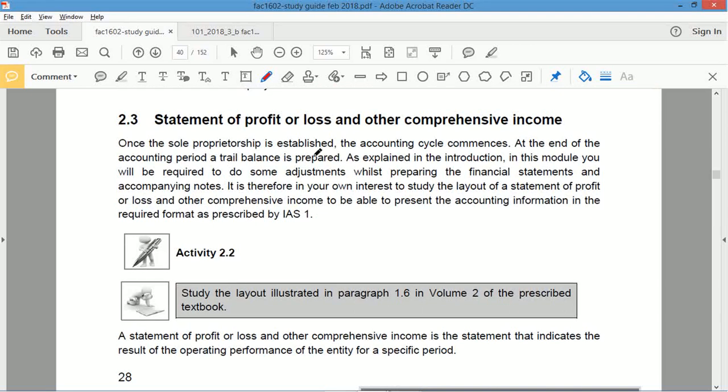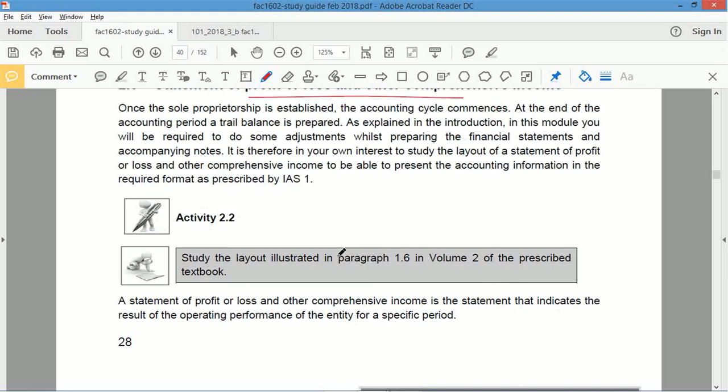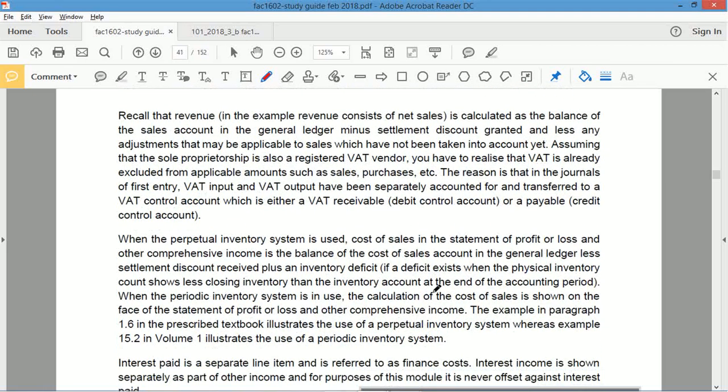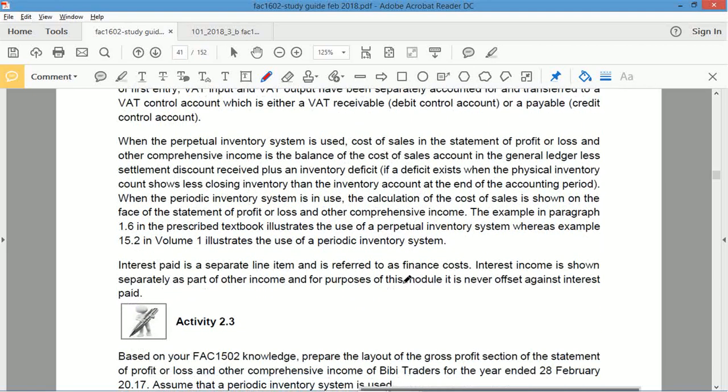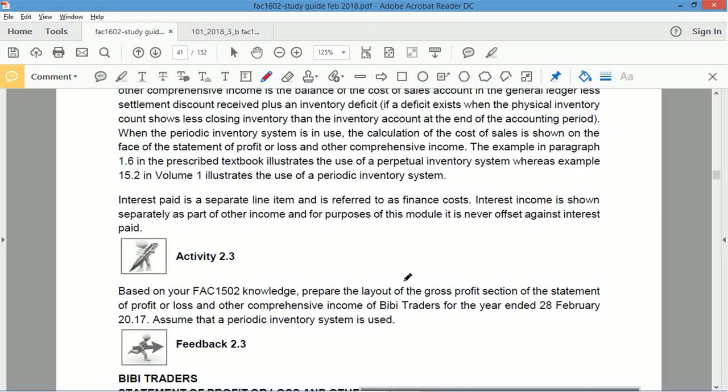Right. Here they're giving you theory relating to the statement of profit and loss and other comprehensive income. They want you to study the textbook in terms of format and layout. This you can go through. There's nothing so important there. Let's look at another example.